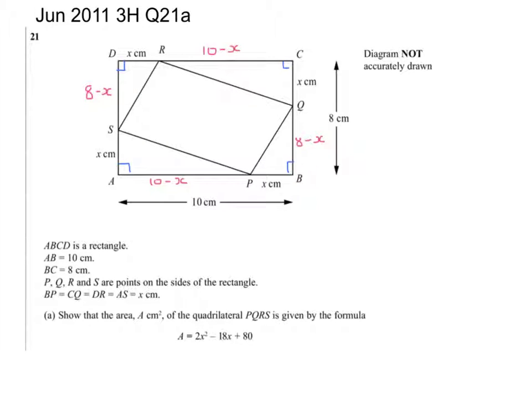The first thing to do is to read this question really carefully and then make annotations to the diagram. So the first thing it says is ABCD is a rectangle, so I've put 90-degree angles in all of there, just to show me, so I've got all the information on the diagram. AB is 10, BC is 8, and P, Q, R and S are points on the sides of the rectangle.